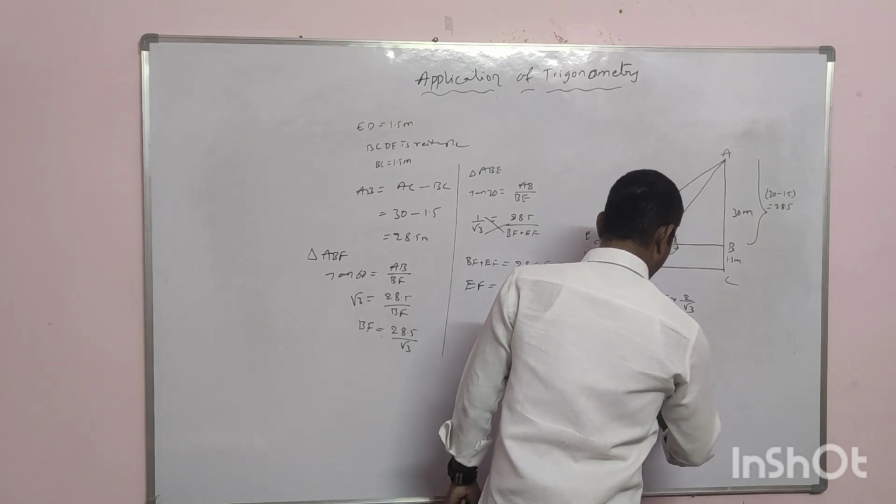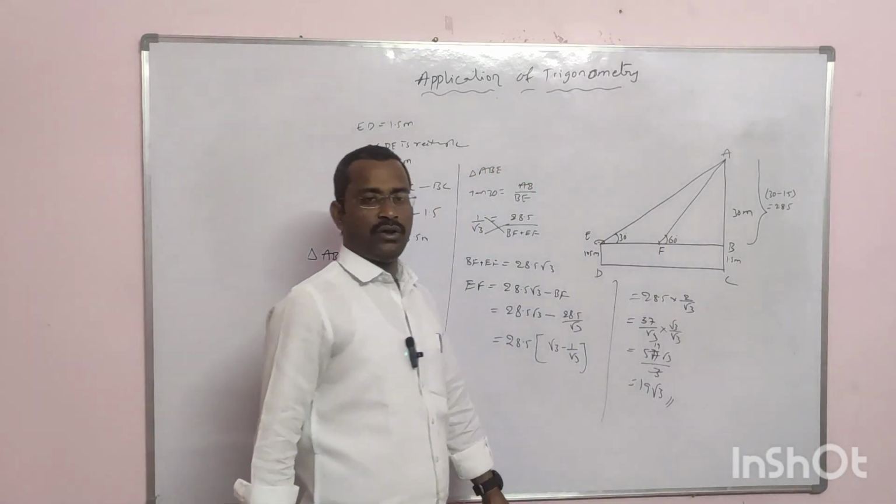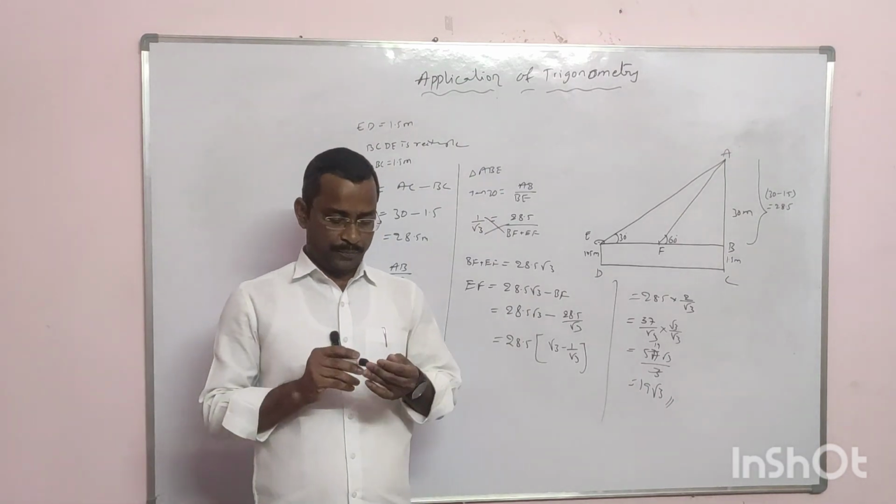So the answer is going to be 19√3. So he walked 19√3 meters.